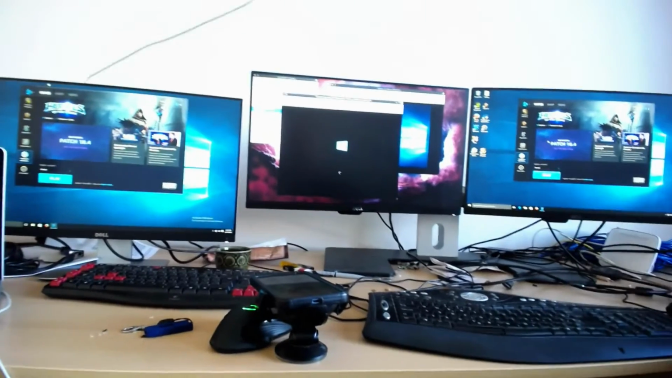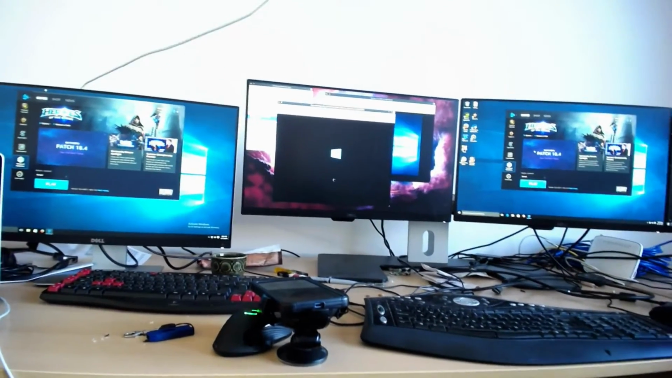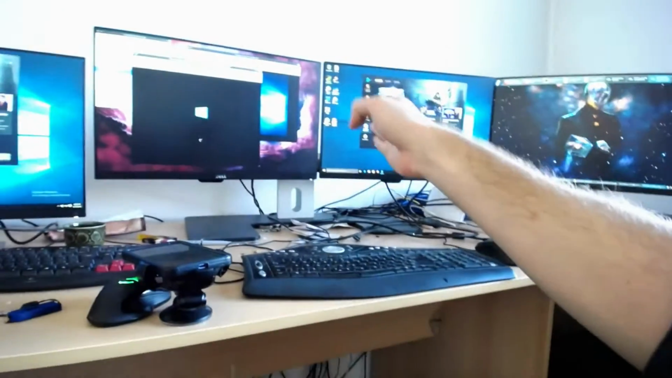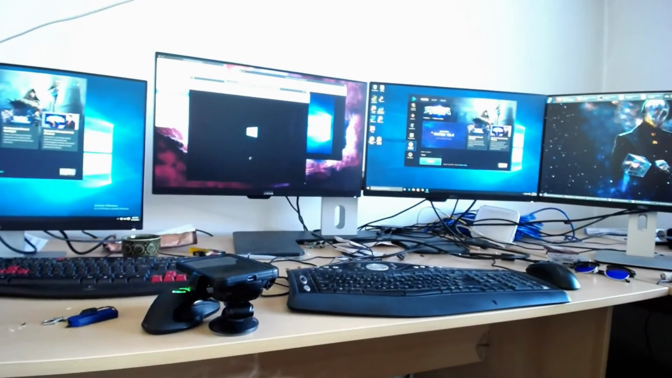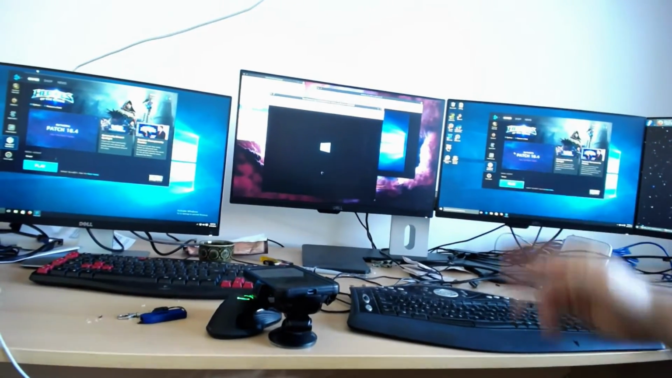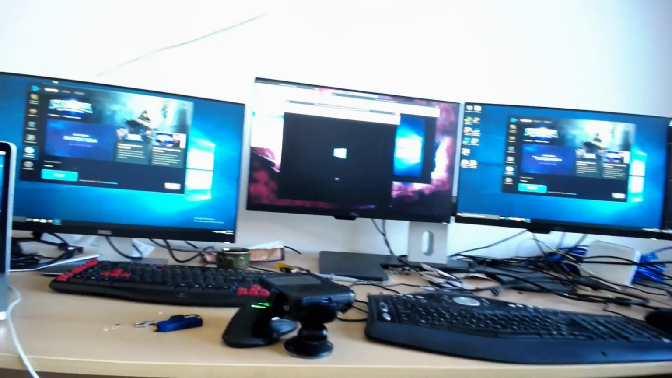I'm really struggling here. So you can see my cup of coffee over there. I always have a cup of coffee here. This is the first monitor, second, the third, and the fourth is over there. The host machine is Linux. These monitors are basically plugged into the two GPUs that are passed to the VM.